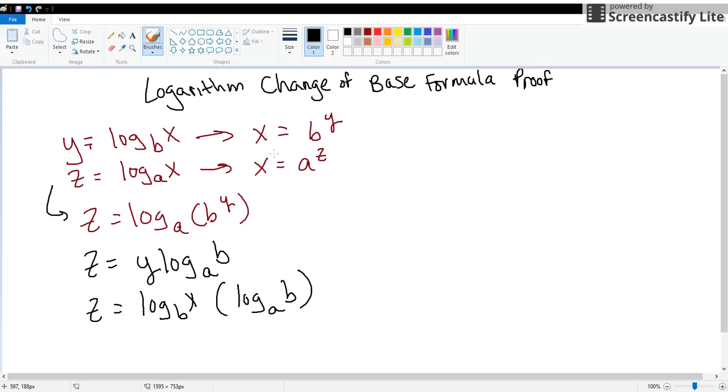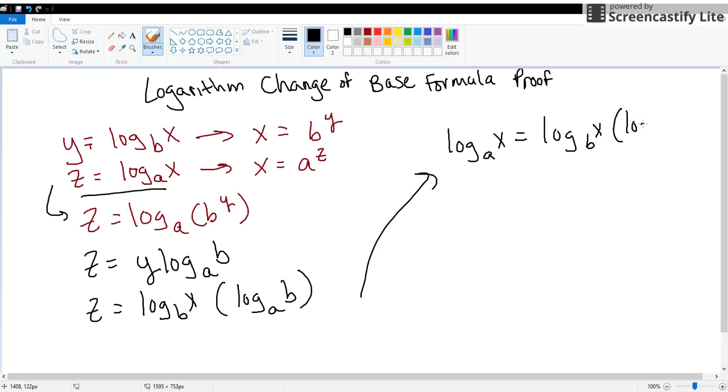Okay. So now what would happen if I substituted in the original definition of z? z is equal to log base a of x. It's right here. So let me do this up here, so that I could rewrite z now as log base a of x is equal to log base b of x times log base a of b. So now if I were to divide both sides by log base a of b, then I would get log base b of x is equal to log base a of x divided by log base a of b.